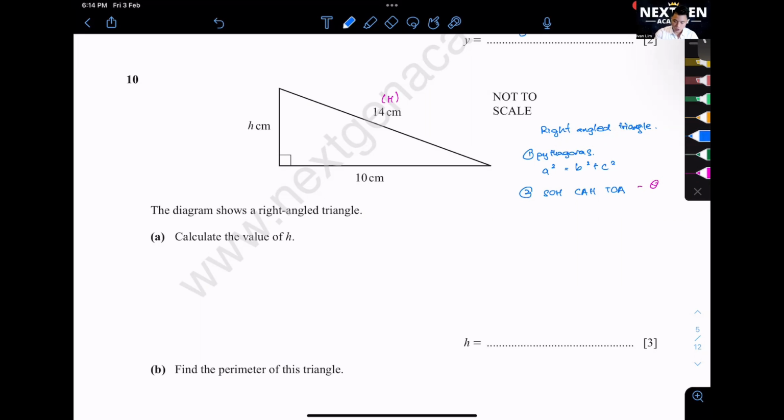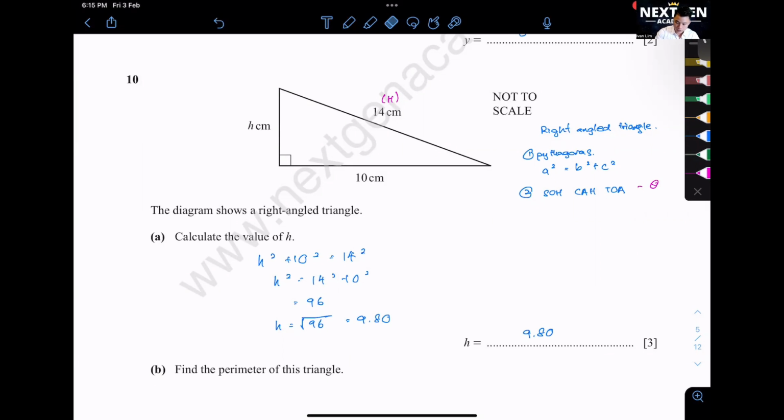All right, so h square plus 10 square will equal 14 square, if I fit into Pythagoras. H square equals 14 square minus 10 square. You get 96 here, and therefore h equals the square root of 96, which is 9.80. Just write it to 3 SF. Don't write too many, don't write too little.